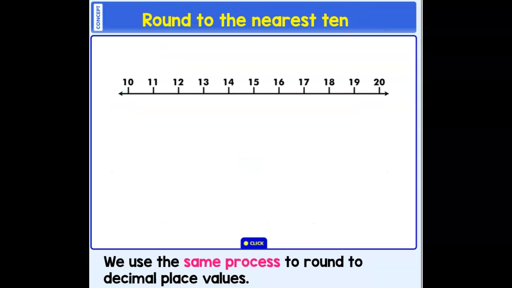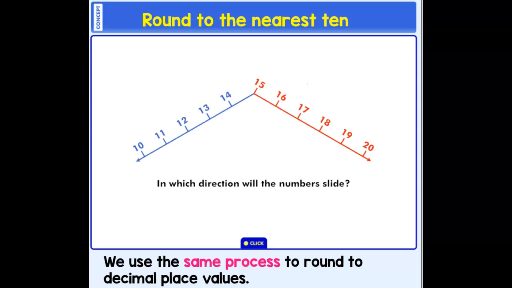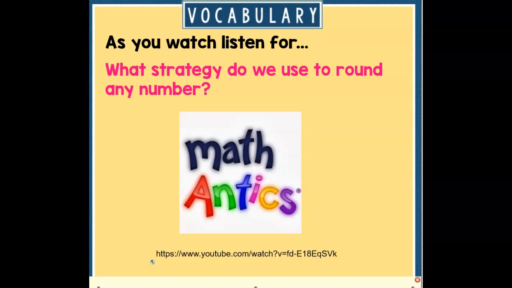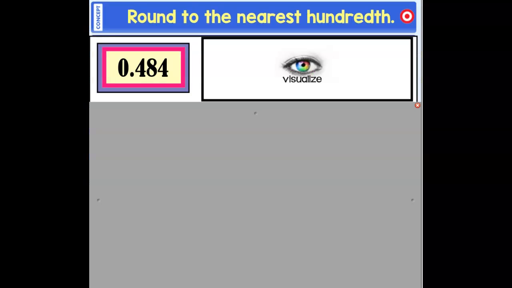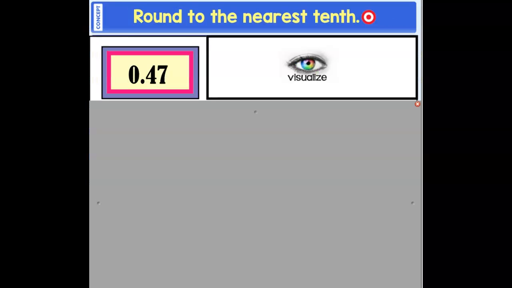Okay? So again, we could visualize at that 5 or more, it's going to roll down or roll up to that next 10 to 20. If it's a 4, 3, 2, 1, or 0, we're going to stay. Same rule for today. We're just looking at different places. So let's look at an example from yesterday.